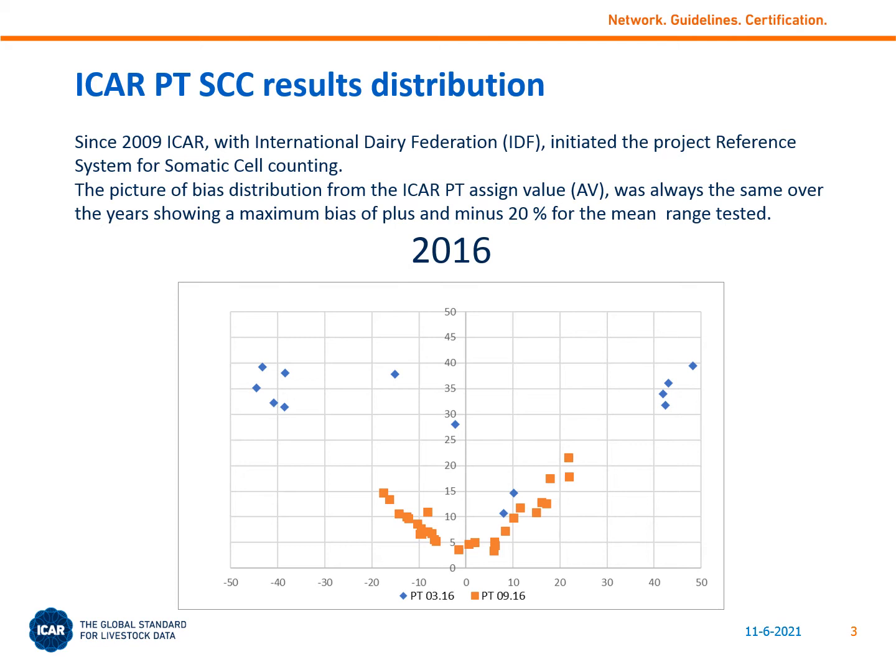In 2016, we organized as usual 2 rounds, in March and September, and we can see that the distribution of March, the blue dots, is really impressive. We have plus minus 50% from the assigned values. Already in September, the population starts to condense closer to the center, and we notice the typical distribution of plus minus 20%.